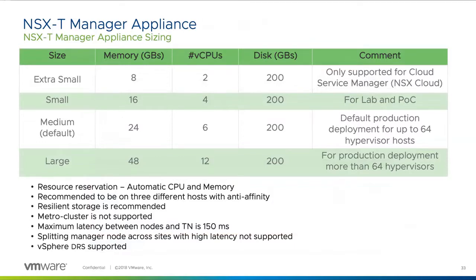Manager appliance sizing. The main thing to note here is the extra small size is really only supported for the Cloud Service Manager, or NSX Cloud. That's where you're connecting your on-prem NSX-T deployment to NSX Cloud out in something like Azure or AWS. That Cloud Service Manager basically just issues instructions out to your cloud service, and so the only time you'll deploy that extra small one is for that service only. Other than that, you're pretty much going to be using medium or large deployments for everything.